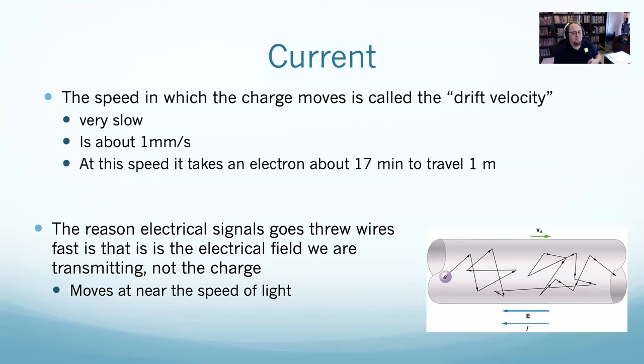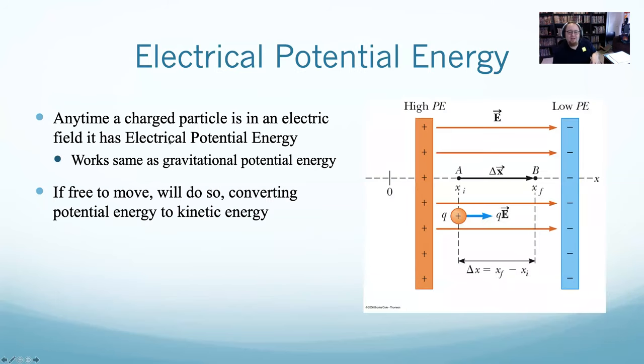Now, if you apply an electric field, you can have what is called electric potential energy. Electric potential energy works the same as gravitational potential energy. If you put a charged particle in an area of electric potential energy, aka an area with an electric field, the electrons will move. They'll go from not moving to moving. Once they're moving, they'll go from having potential energy to kinetic energy.